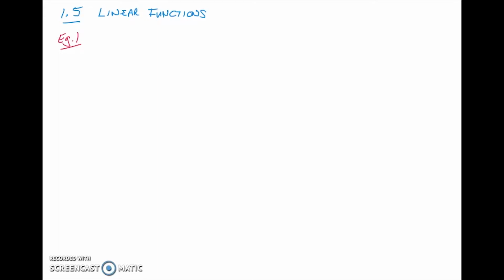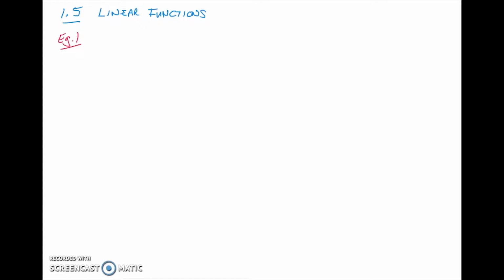So in this section, we're going to be looking at linear functions or linear graphs. And I'm going to assume that you have read through the notes up to the example, and that's really important that you've done that. Okay, so assuming that you have, let's look at example 1.